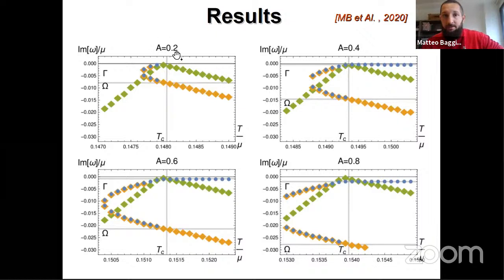So A is basically the amount of explicit breaking. And what you can see is that A is responsible for splitting these instability modes, leading and subleading. And the more you increase A, the more you split this instability. Of course, if you put A too large, at a certain point you go into the regime where the Goldstone does not make any sense anymore, and you lose completely the second mode. So if you go to very high A, you can forget about the second mode, because it will disappear at high frequency.